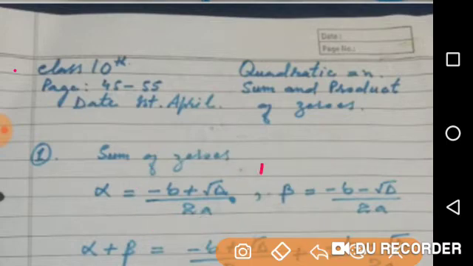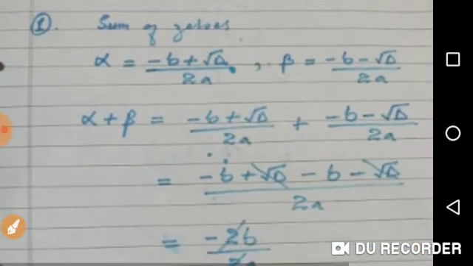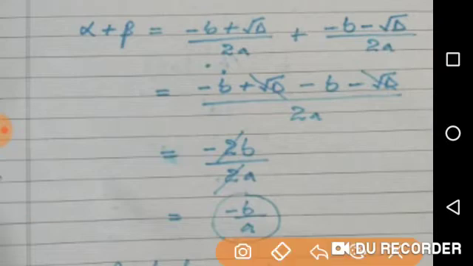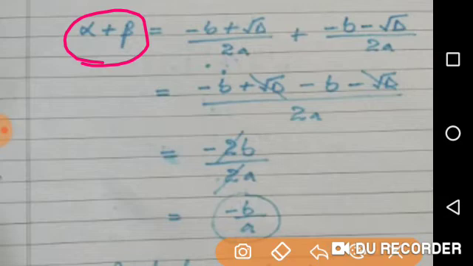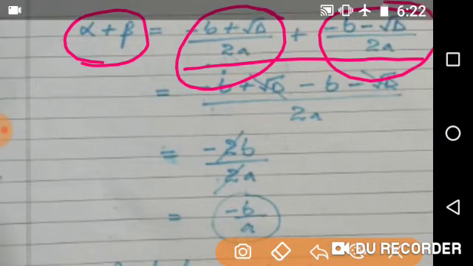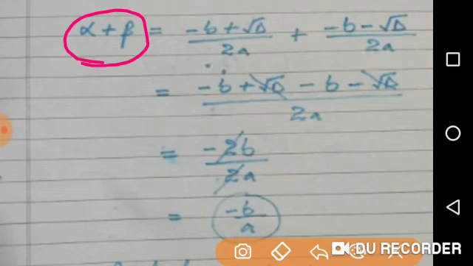Now to find the sum, we will add them up. Alpha plus beta is equal to minus b plus root of d divided by 2a plus minus b minus root of d divided by 2a. Now since the denominator of these two fractions is the same, we will write it once. So we write 2a in the denominator.